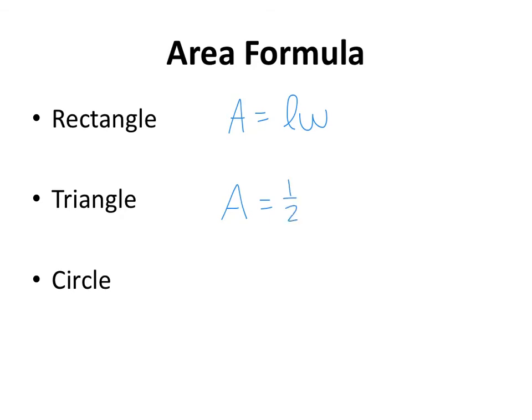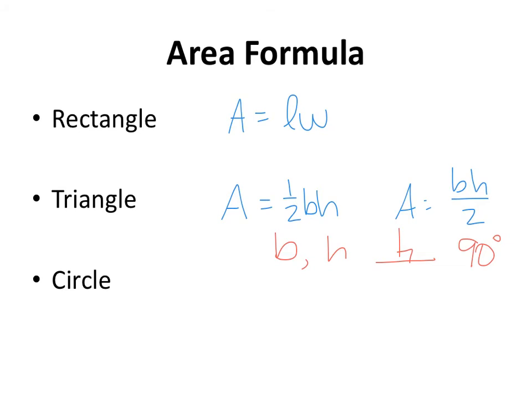Your teacher may have talked about 1/2 of the base multiplied by the height, or they may have talked about base multiplied by height divided by 2. One important thing to mention here is that the base and the height of a triangle that we use have to be perpendicular to each other. This is the mathematical symbol for perpendicular, and all it really means is that the base and the height have to make a 90-degree angle.